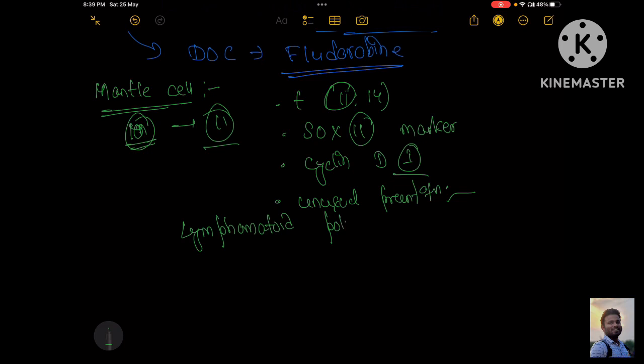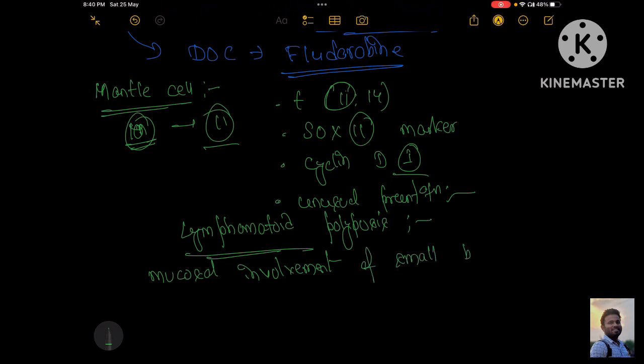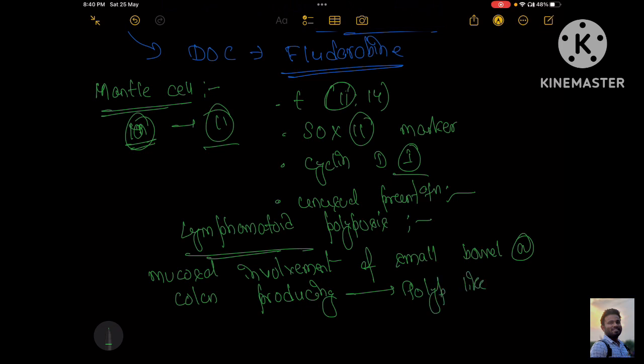Lymphomatoid polyposis. What is lymphomatoid polyposis? Mucosal involvement of small bowel or colon producing polyp-like lesions.